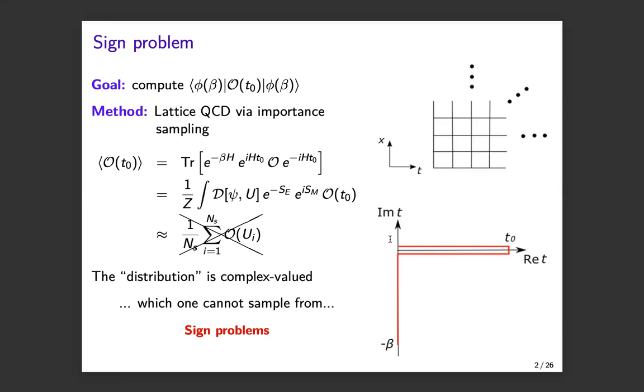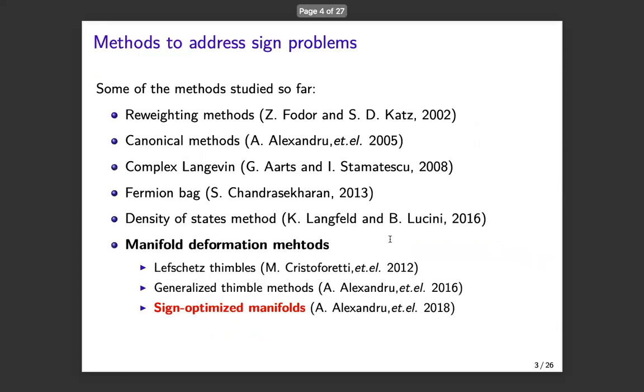So these sign problems prevent us from computing many things, like I said in the previous slide. You cannot do real time, you cannot do finite density equation of state. So this has been a big issue for decades. Of course, there have been a lot of methods proposed to address this issue.